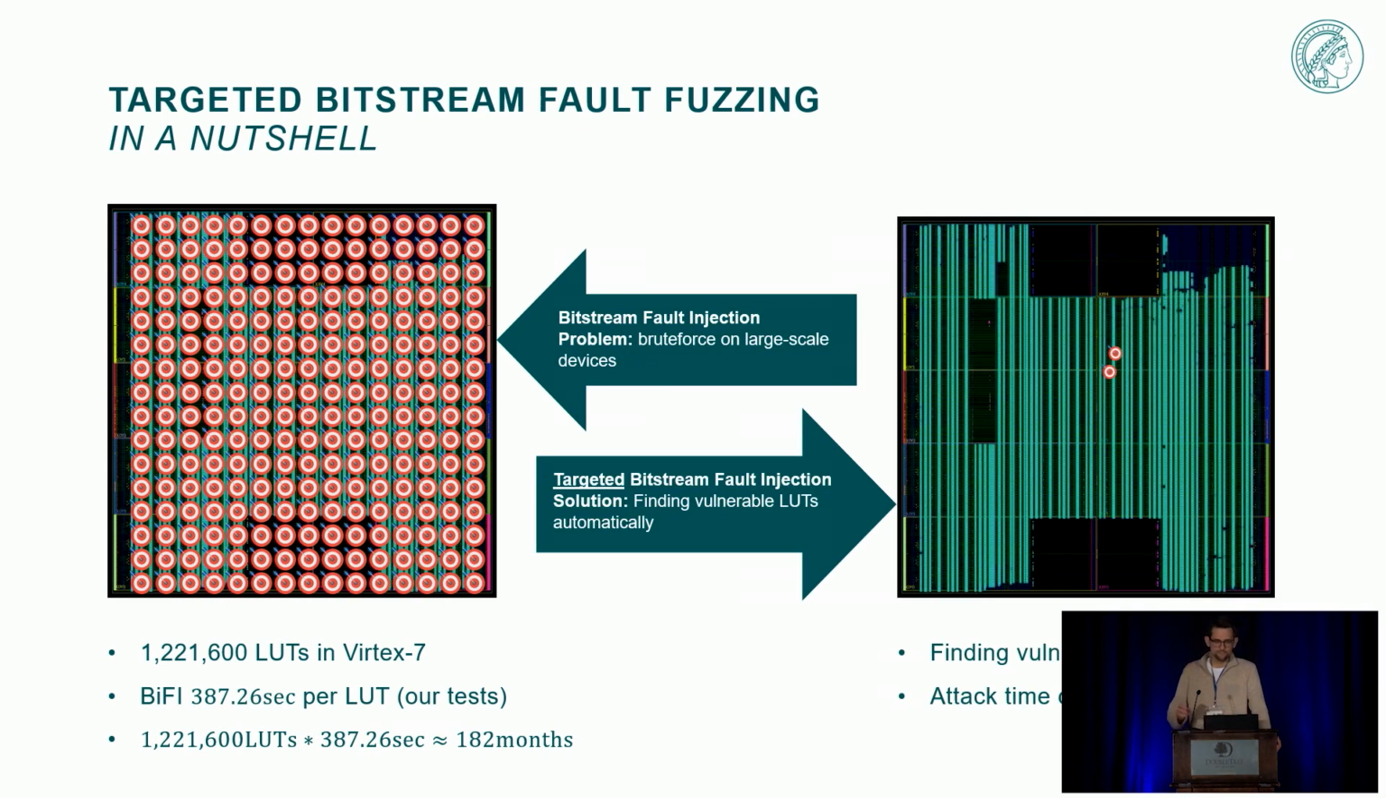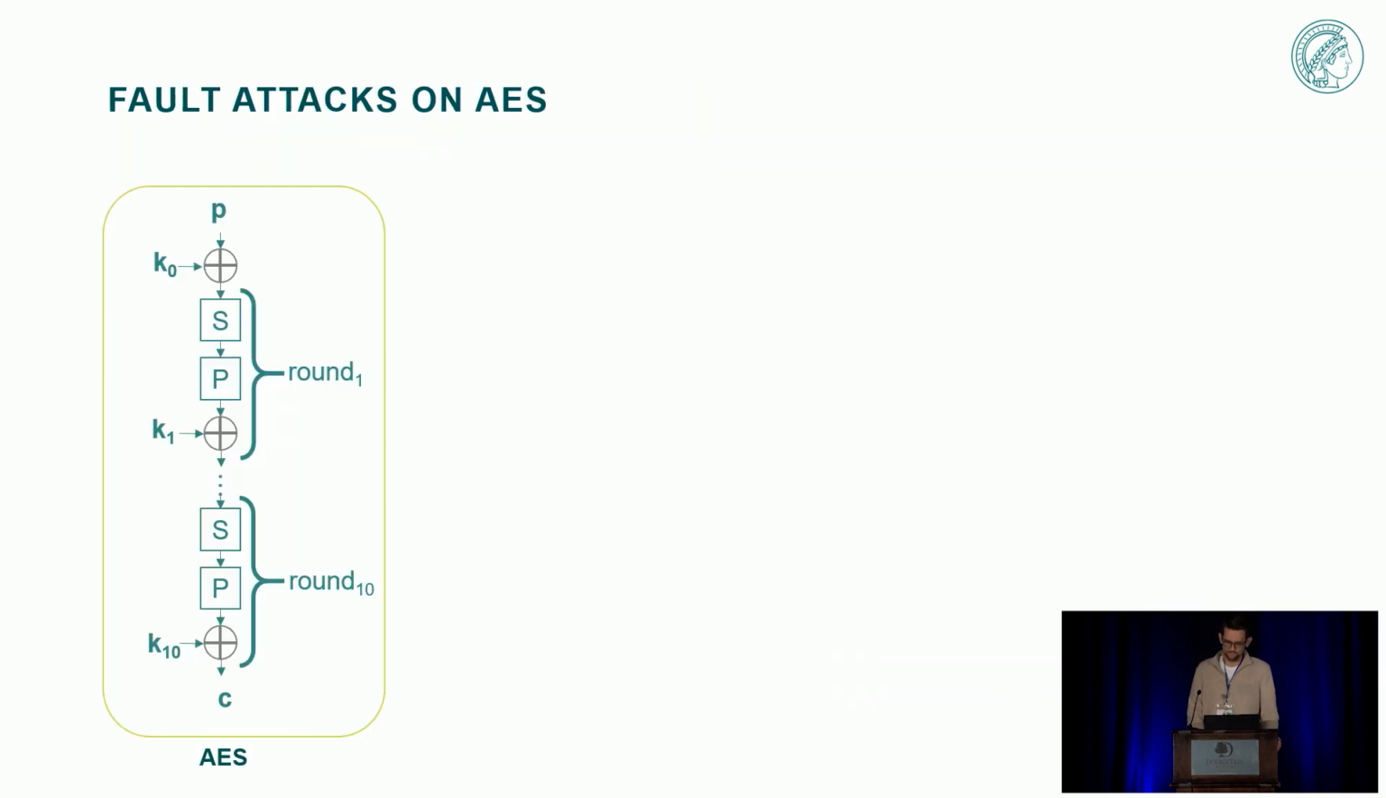So in our work, we try to target the bitstream. We try to target the specific lookup table which is vulnerable to an attack. And we do this by finding the LUTs automatically by reverse engineering. So we can reduce the attack time from years to just minutes or hours.